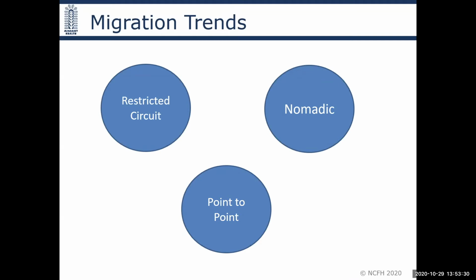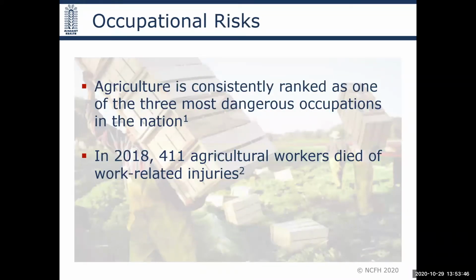The last category is the nomadic, and that includes farm workers that travel to wherever there is work. They usually don't know when or where they'll move next, and they're generally foreign-born, young single men. And there has been an increase in H-2A workers and males traveling alone.